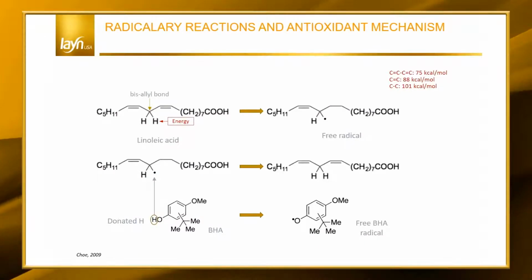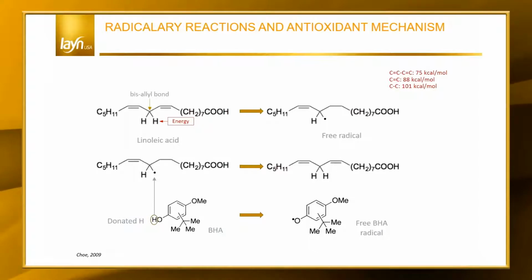An antioxidant interrupts the radical reactions happening in fatty acids. Most of the time, radical reactions start at the bis-allylic bonds in double-bond-carrying fatty acids. In this example, linoleic acid has a bis-allylic bond, and it costs very little energy to delocalize the hydrogen. The energy required for stripping this hydrogen is just 75 kilocalories per mole, while a regular carbon-carbon bond would require 101 kilocalories.